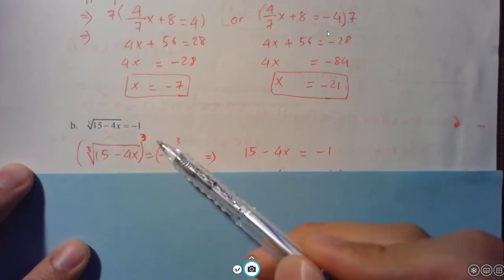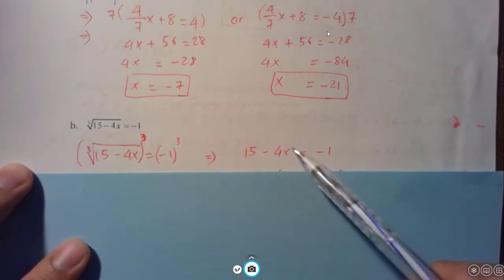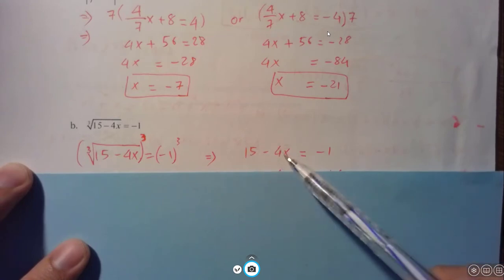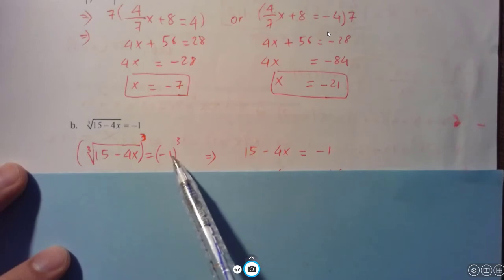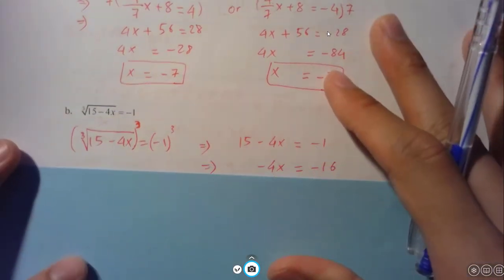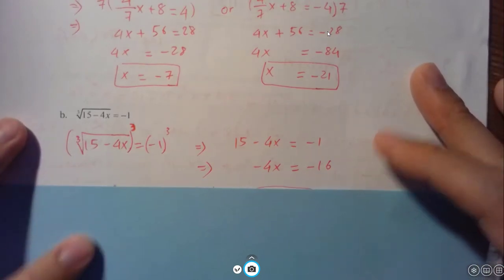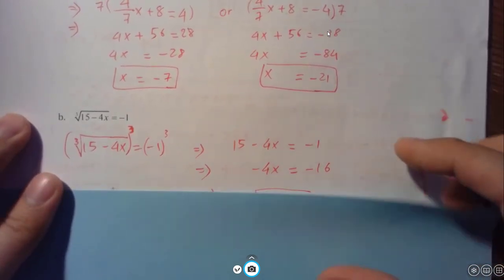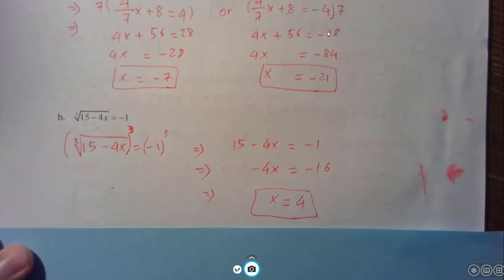So take the power of 3 on both sides. Radical of 3 and index of 3, they cancel out. You have the term underneath the radical, 15 minus 4x. Minus 1 to the power of 3, minus 1 times minus 1 times minus 1 gives me minus 1. Then to solve for x, subtract 15 on both sides. And then to solve for x again, you are dividing by minus 4 on both sides. So that is the final answer for x.